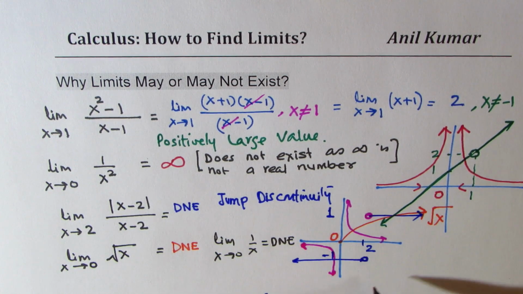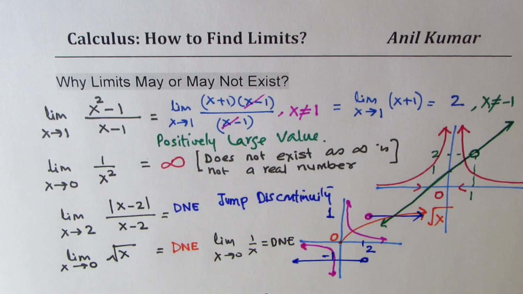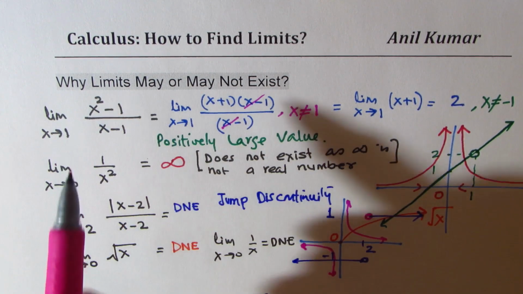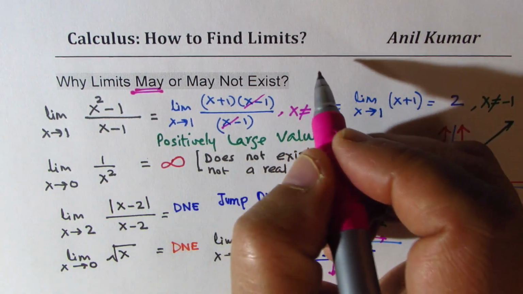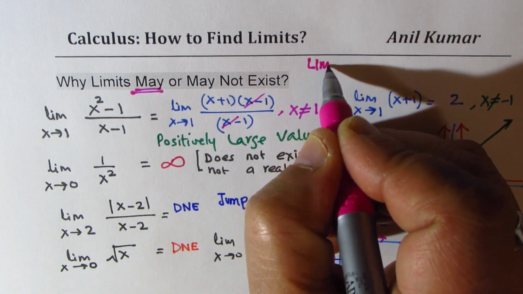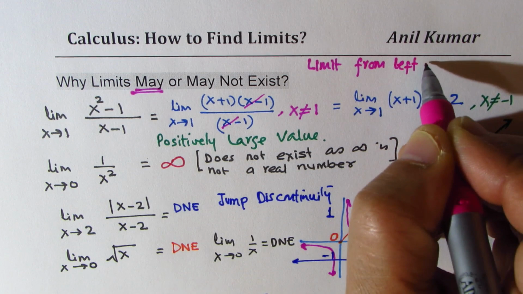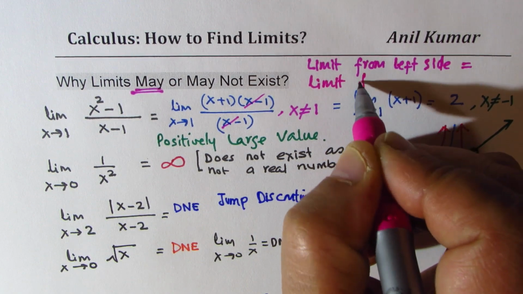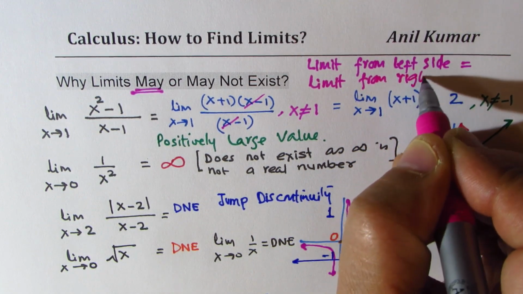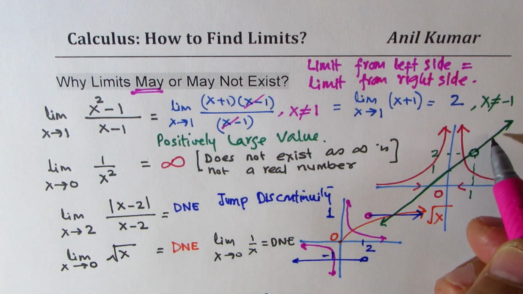So from all these conditions, what do you conclude? Why may the limits exist, or why don't they exist? That's the question for you. For the first part, they may exist if the limit from the left side is equal to the limit from the right side. Then they may exist, just as we have a case here.